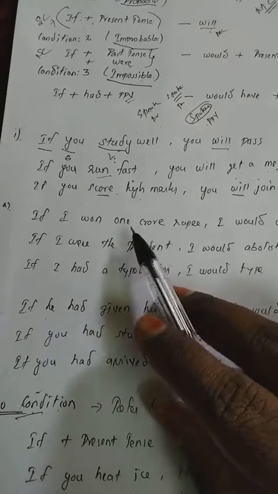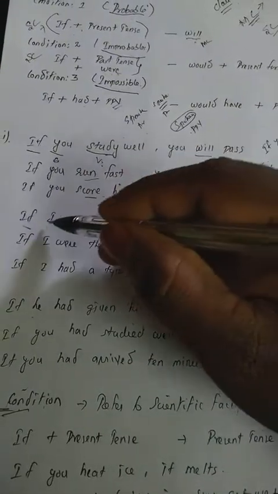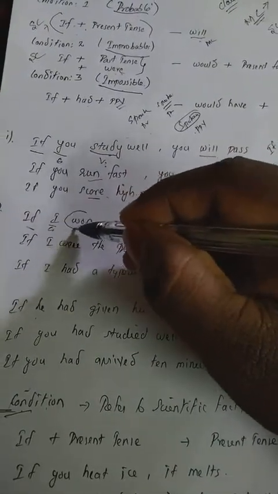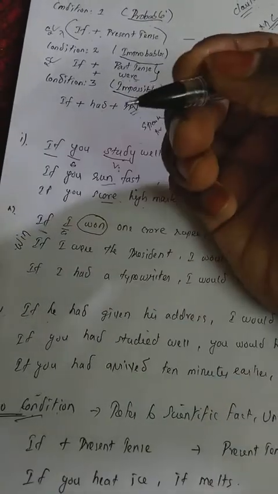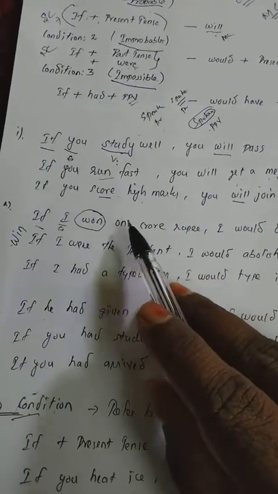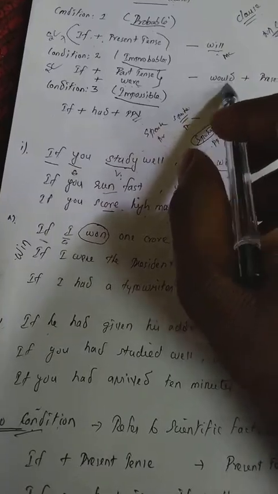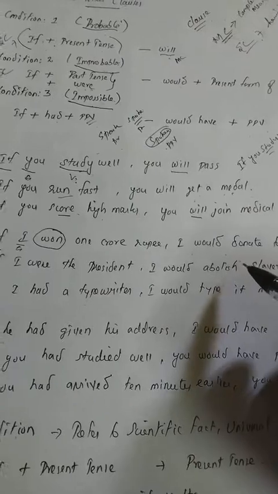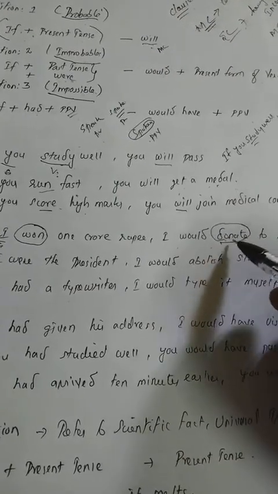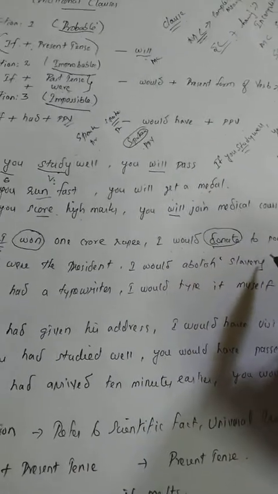If I won 1 crore rupees, I would donate to the poor. See, if condition, I subject. What is the verb here? Won. What is the present form of this? Win. So won is given in the past tense. So if plus past tense means you have to use would. That's why we have used I would donate. Donate is the verb that you have written in the present form. That's why the present form of the verb you have to use, right? I would donate to the poor.